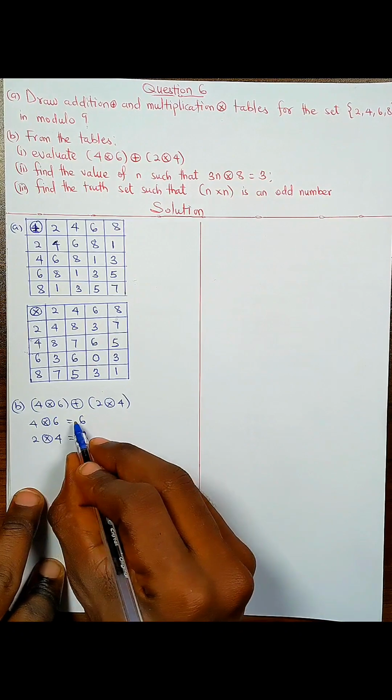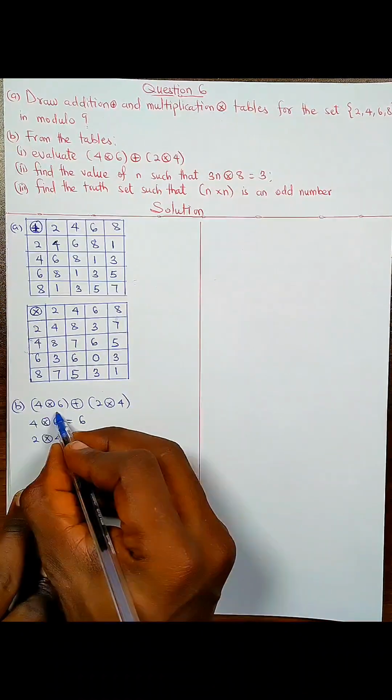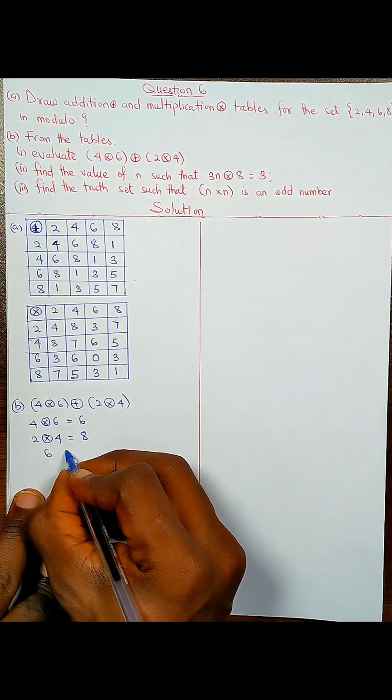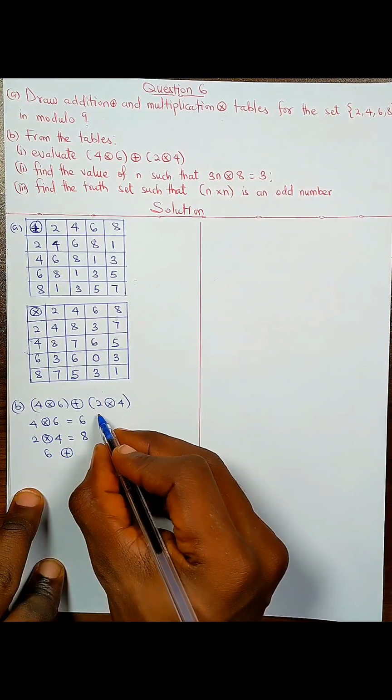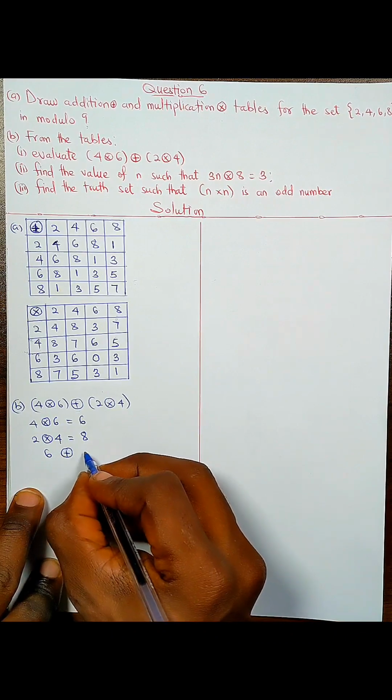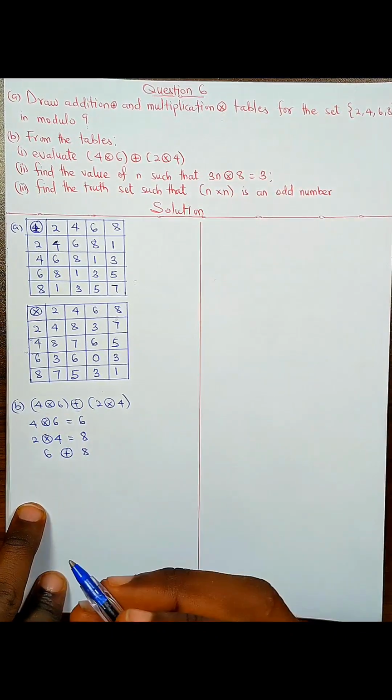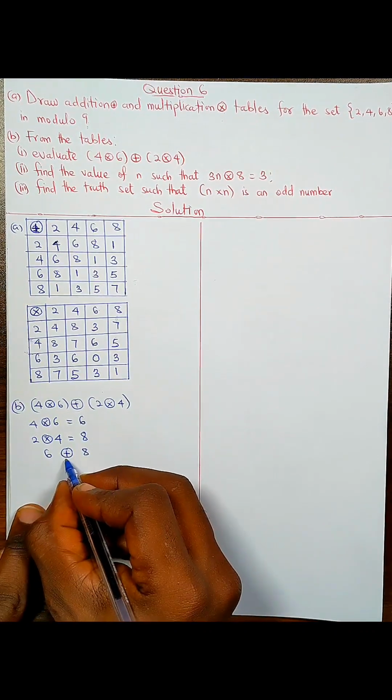Okay, so we are now having this value 6 representing the 4 times 6. Okay, so 6, then we have the plus operation. Now we have 2 times 4 also giving us 8. So we write it this way. Now what do we have? We have 6 plus 8.